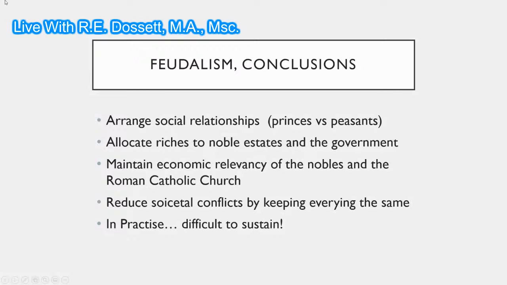So I use the Spanish Empire and how it developed to reveal why feudalism eventually does not work in the long run. Now, feudalism is successful in arranging social relationships, because fallen mankind wants to have external structures to make things work. They just want to rely on external structures. But here's the thing: before I go to the buts, feudalism also allocates riches to noble estates and the government. Even though commoners were also becoming economically relevant, most of the riches went to the government and the noble houses, straight up. So the noble houses, as well as the Catholic Church, managed to maintain their economic relevancy over the public.